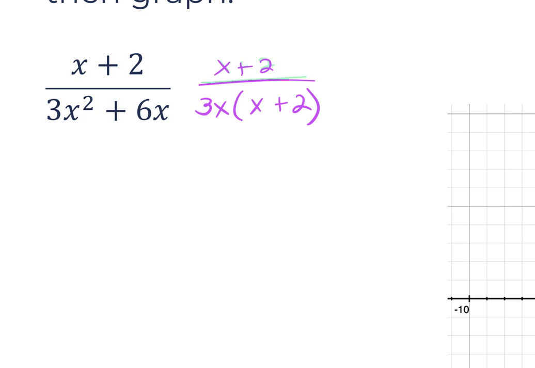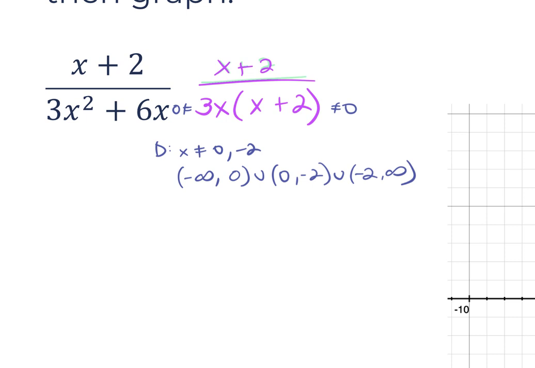Before, and there is a hole, obviously, but before I find it, I'm finding domain. Not equal to 0, not equal to 0, and my domain, x cannot equal 0 or -2. So negative infinity to 0, 0 to -2, and -2 to positive infinity.